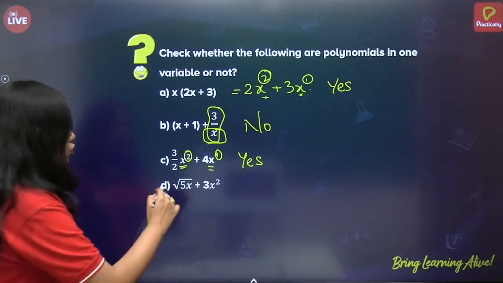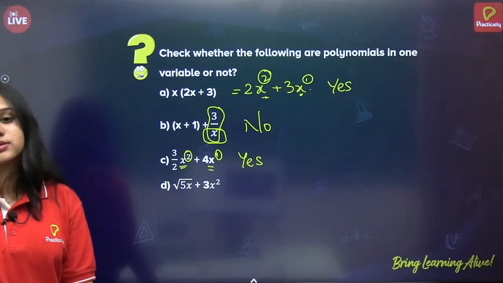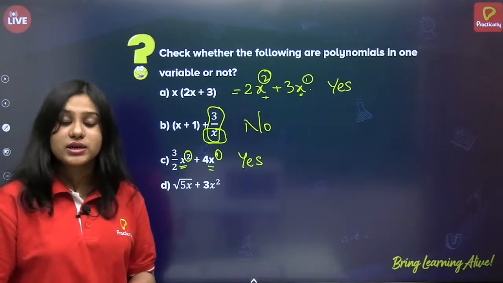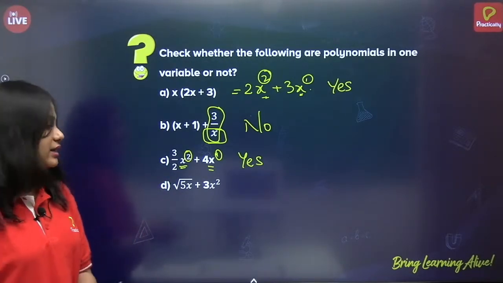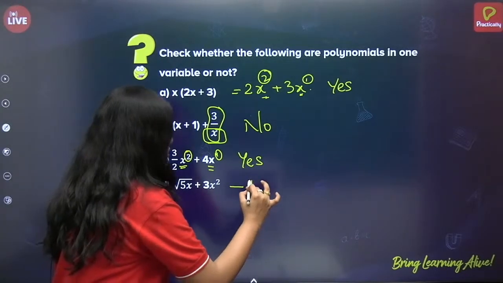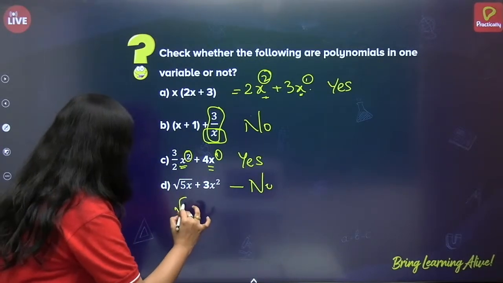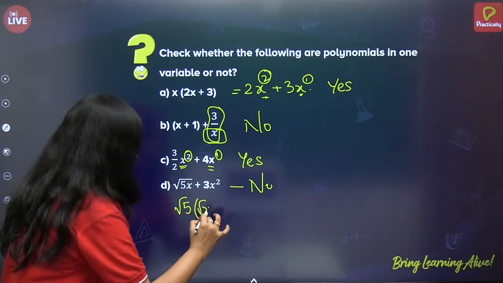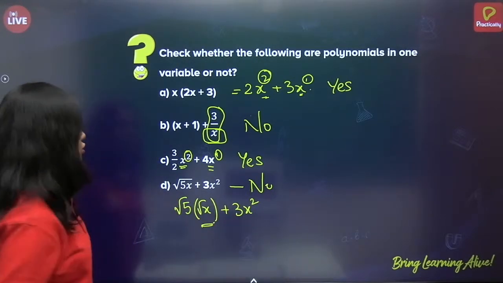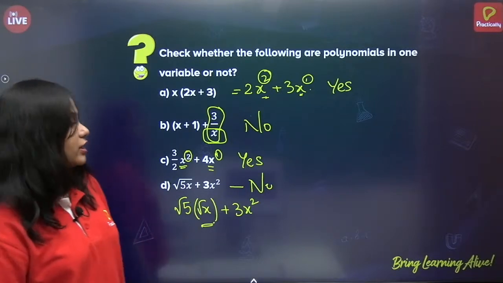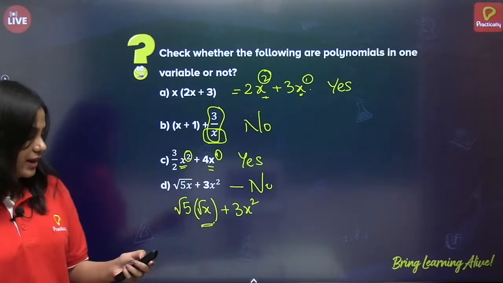Next, root 5x plus 3x square. And what have we just studied about radicals? The variable shouldn't be inside a radical, correct? So this is a no, because I can write this as root 5 into root x plus 3x square. So no, this is not a polynomial, right?